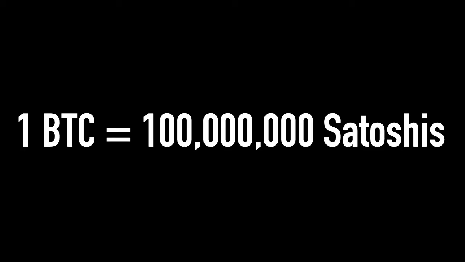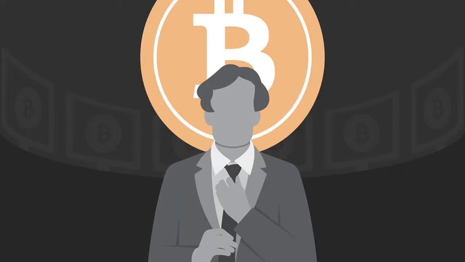Number 5, Satoshis. Just like a euro or a dollar can be broken up into smaller parts, so can a Bitcoin. One Bitcoin can be broken down into 100 million smaller parts called Satoshis. The word Satoshi comes from Bitcoin's mysterious creator, Satoshi Nakamoto.